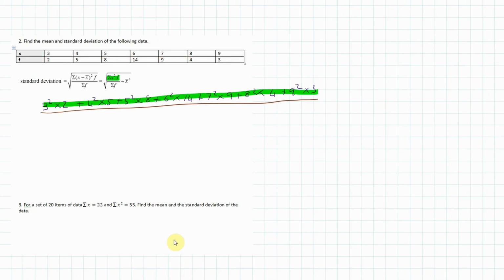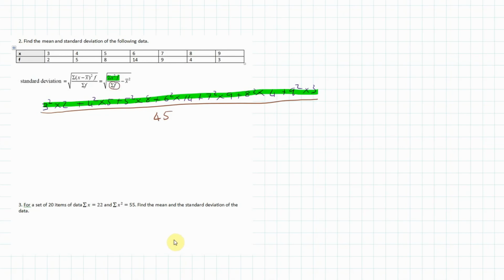We get 5 and 2 is 7. 7 and 8 is 15. 15 and 14 is 29. 29 and 9 is 38. 38 and 4 is 42. And 3 is 45. So I think it should be 45. So that's this bit here, the sum of the frequency.